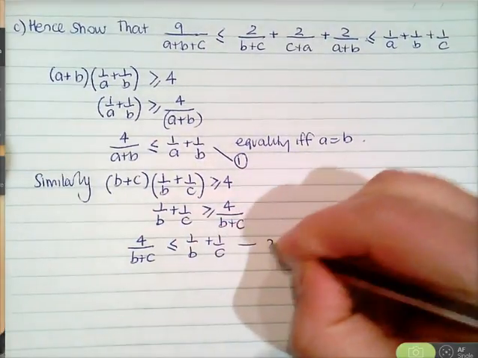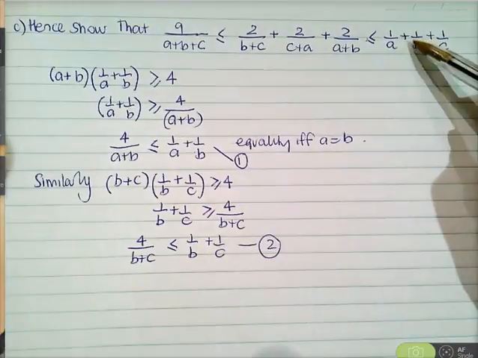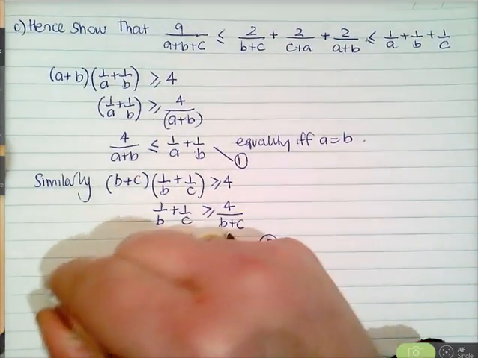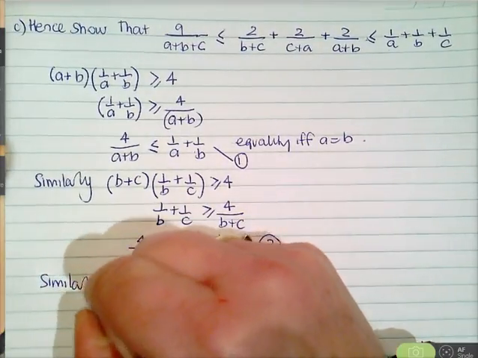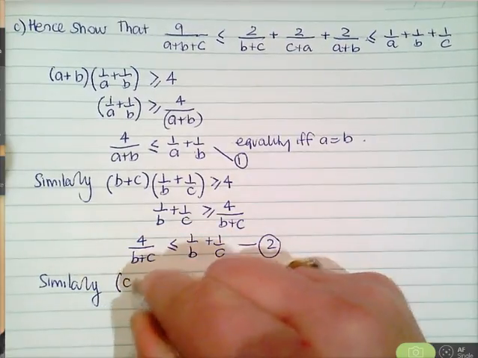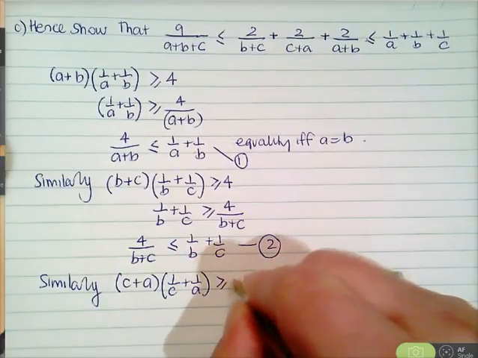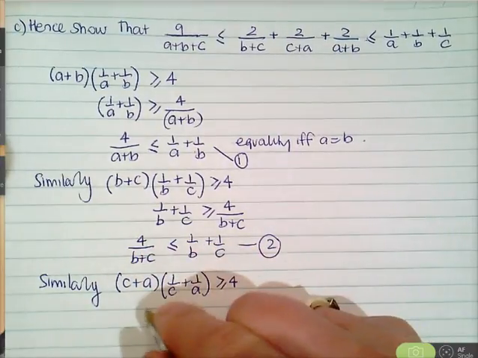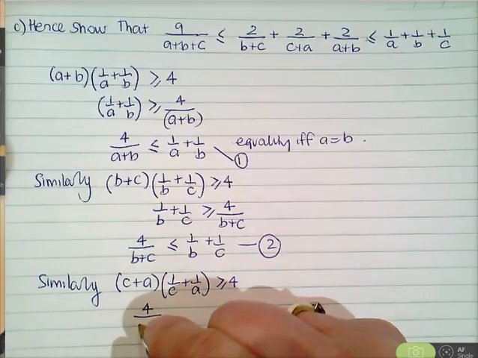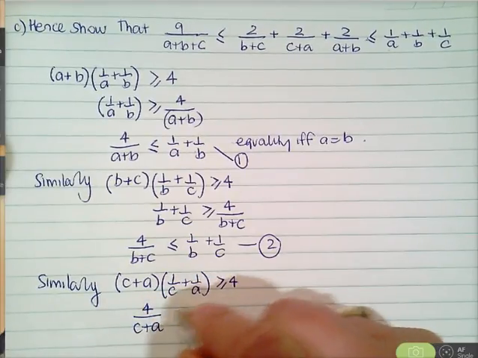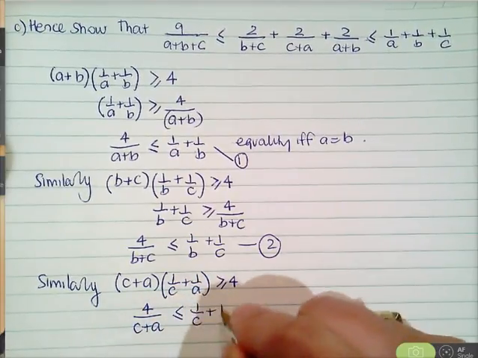So we've got equation 2 here. Notice that the 1 over B is doubled up, so we need the C and the A combination. Again, similarly, we've got that C plus A times 1 over C plus 1 over A is greater than or equal to 4. I'm just going to jump straight to the bottom line. Therefore, 4 over C plus A is less than or equal to 1 over C plus 1 over A.